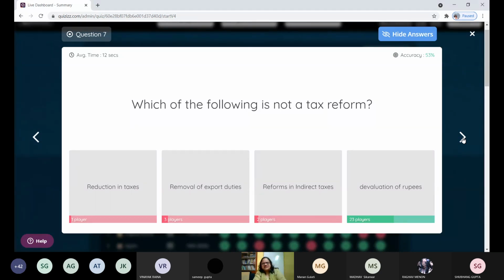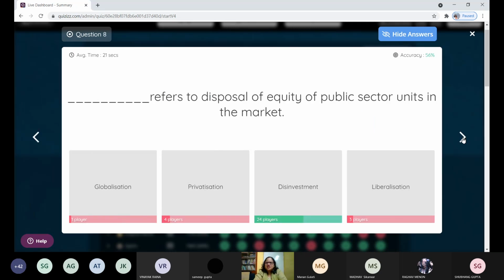Then which of the following is not a tax reform? Of course, devaluation is never a tax reform. It is a foreign exchange reform. So we did GST, reduction of tax. We did talk about that it is taxes and expenditure policy. So the fiscal policy we were discussing refers to disposal of equity.